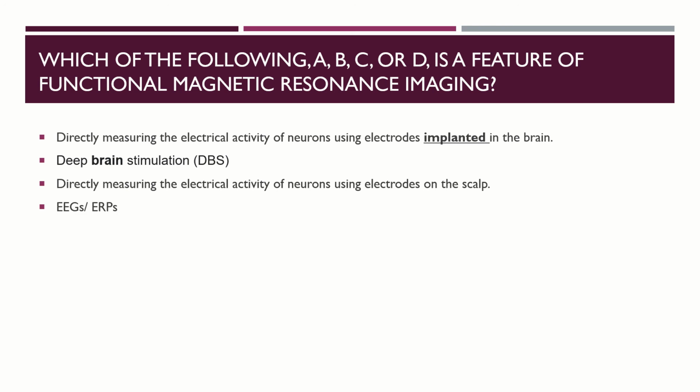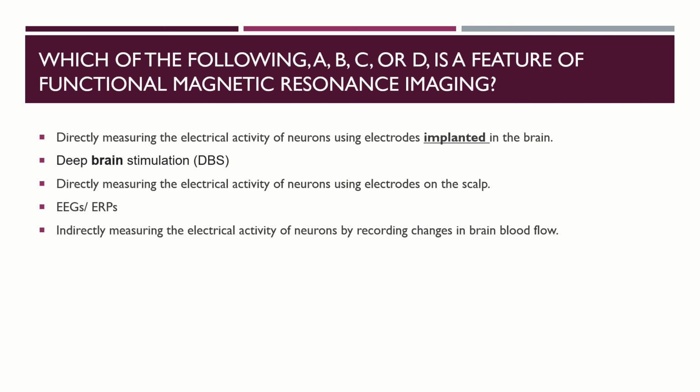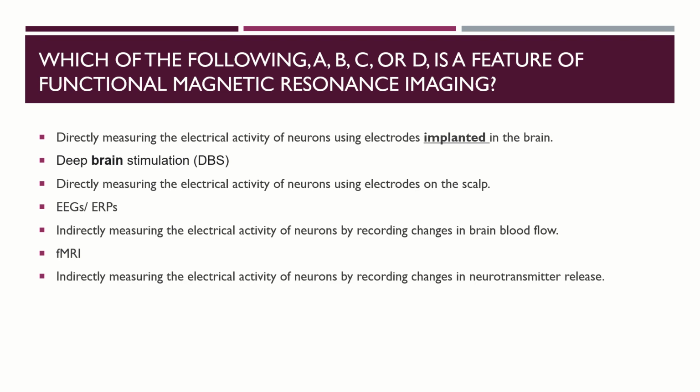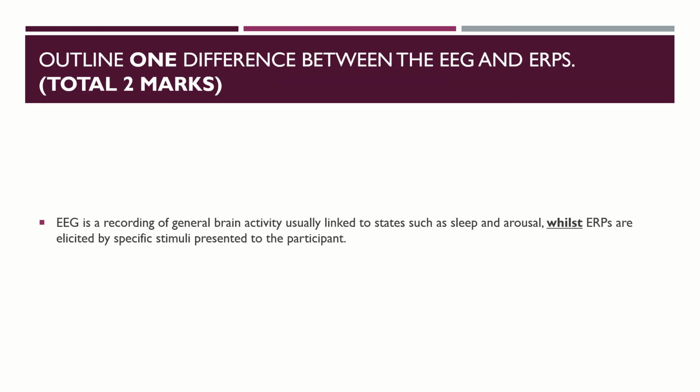This one is EEGs or ERPs: electrodes on the scalp, electrical activity. Indirectly measuring the electrical activity of neurons by recording changes in blood flow. This is fMRIs because it's indirect and it is blood flow. Okay, and indirectly measuring the electrical activity of neurons by recording changes in neurotransmitter release. So again, it's not about neurotransmitters, it's about blood flow. So the word blood should have been the one that cued you into fMRIs.